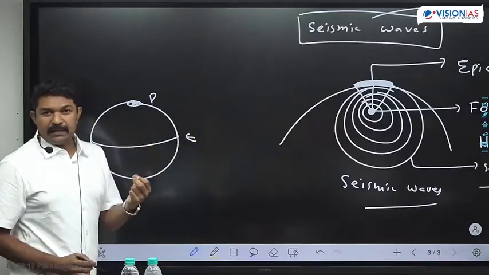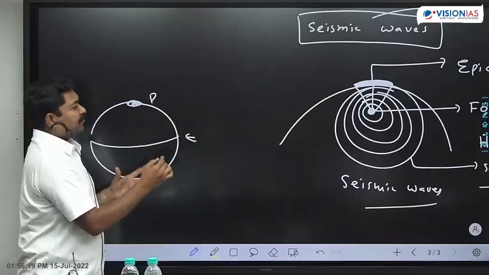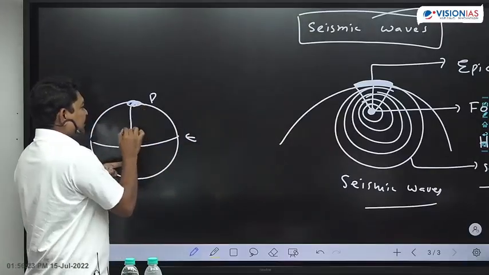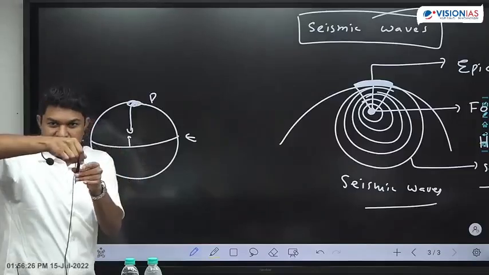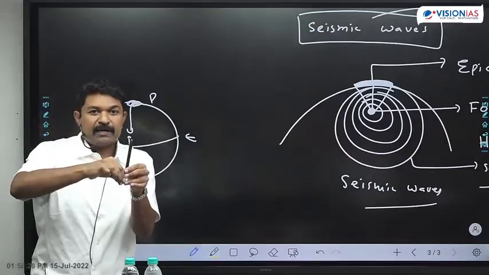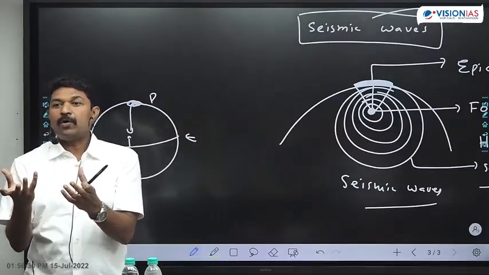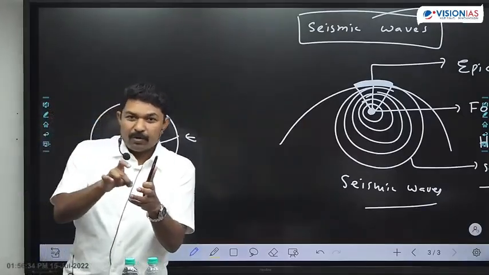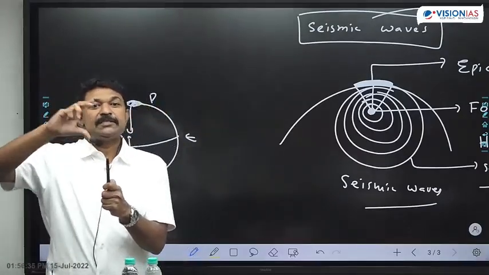What is another reason? Whenever you are comparing the distance, suppose this is a globe, from here to the center, and from here to the center, from the polar region to the center and from the equatorial region to the center, the distance from the equator is somewhat more, and the distance from the pole is somewhat less.